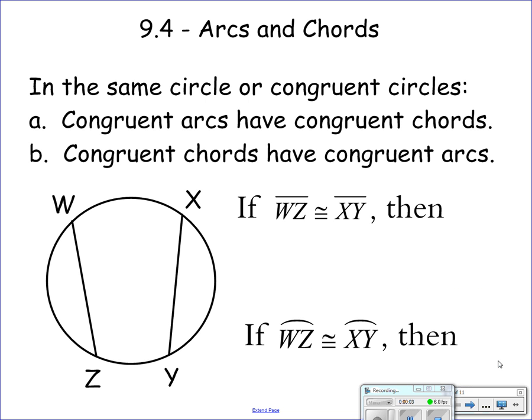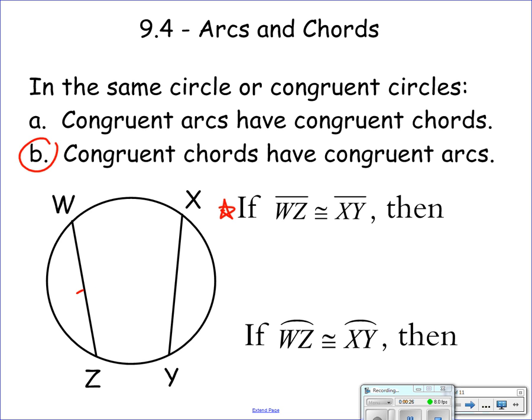Today we're going to be talking about arcs and how they correspond to different chords. So in the same circle or congruent circles, if there are congruent arcs, that gives you congruent chords. If you have congruent chords, then you have congruent arcs. So B is demonstrated with the first equation.